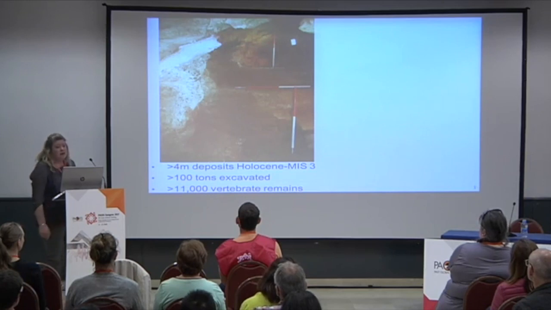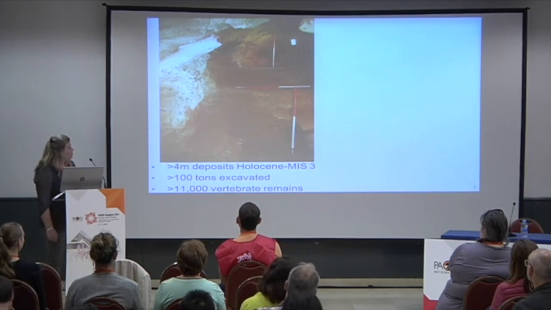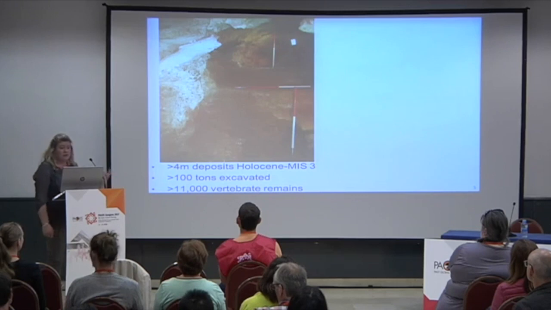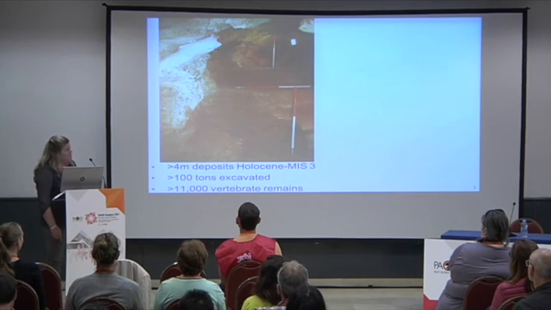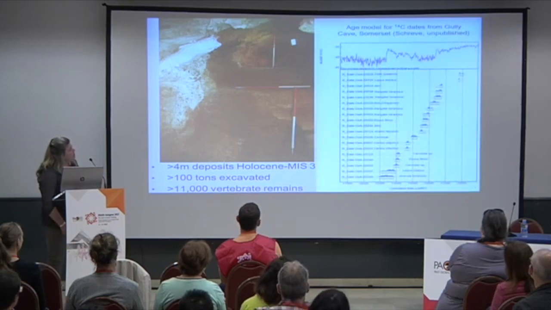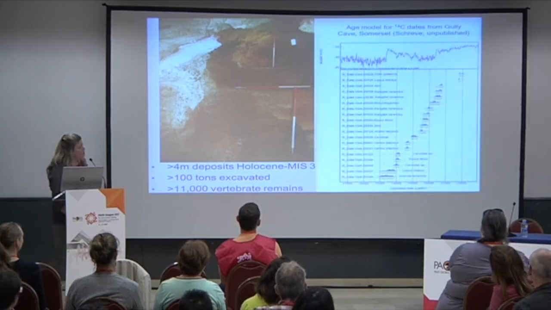We've excavated over 100 metric tons of sediment, pretty much all of which has gone through a 500 micron sieve to extract small vertebrate remains, but there's also large vertebrate remains as well. There's not only mammals, but also birds, reptiles, amphibians, fish, and there is a reasonably respectable molluscan record in there as well. We've now got over 11,000 vertebrate remains, so it does provide a reasonable degree of confidence to us in terms of the types of information that we're able to extract.